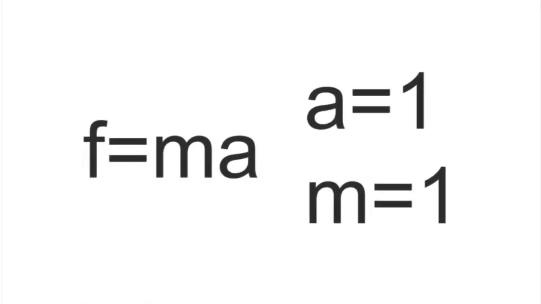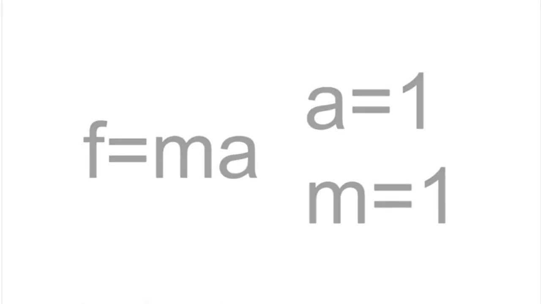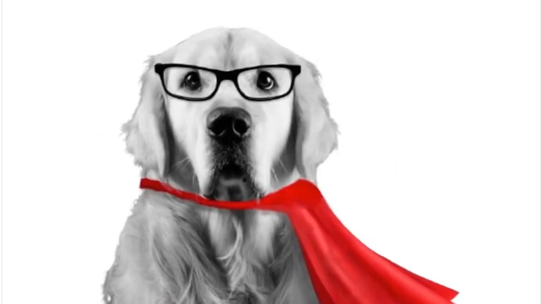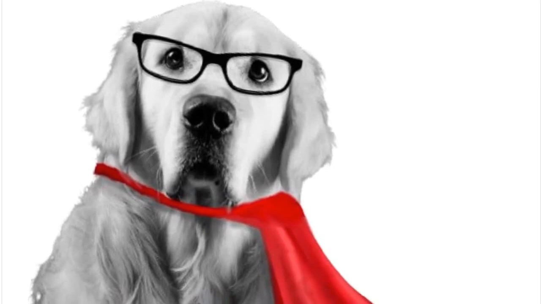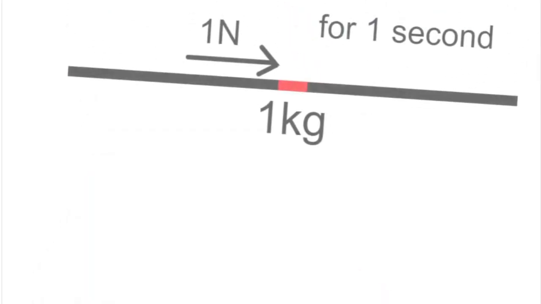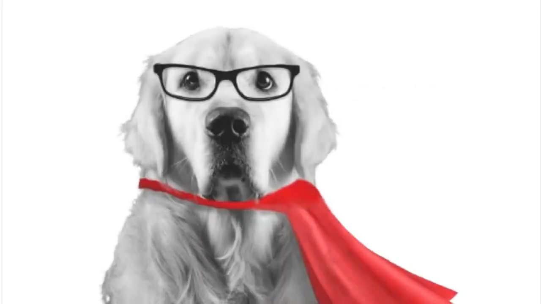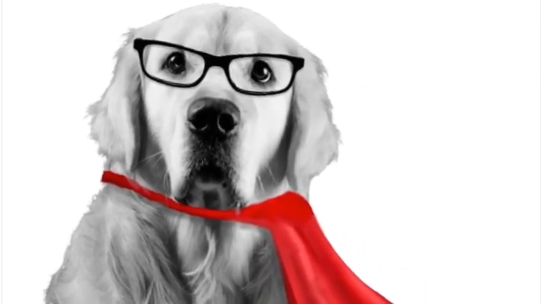Because force equals mass times acceleration, and both the mass and acceleration are 1, then the force is 1 times 1 equals 1. This means that in order to get it moving forwards at 1 meter per second, we must push it forwards with 1 newton of force for 1 second. Very simple, right? Well, let's add another dimension.